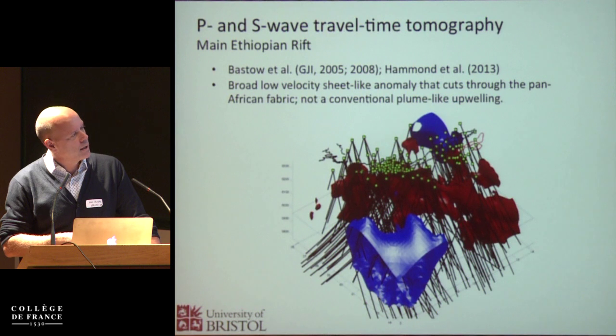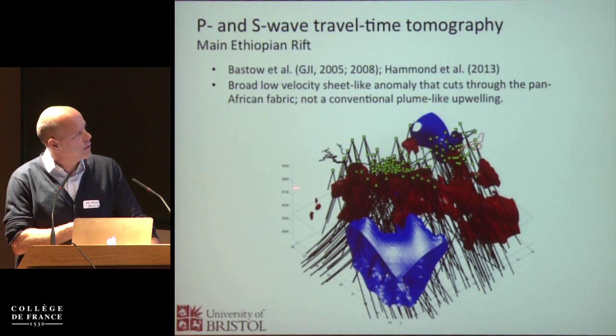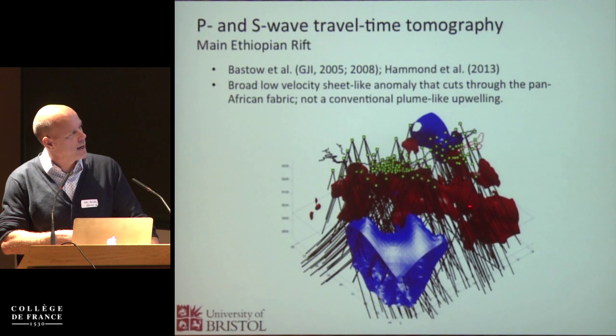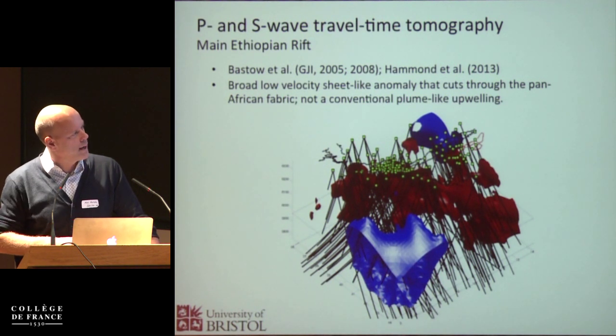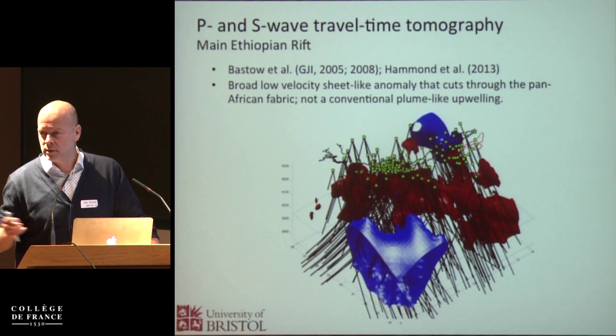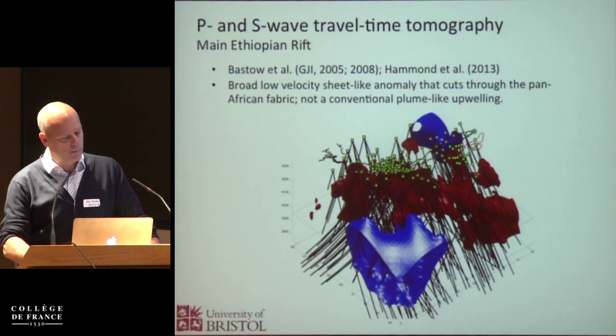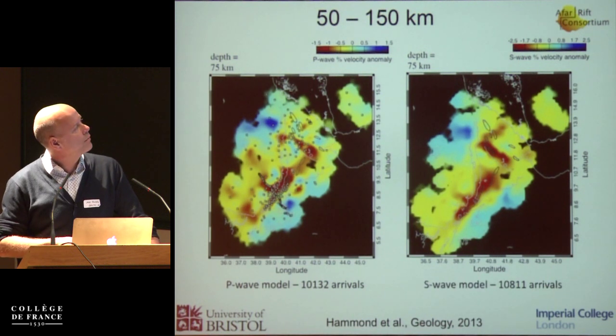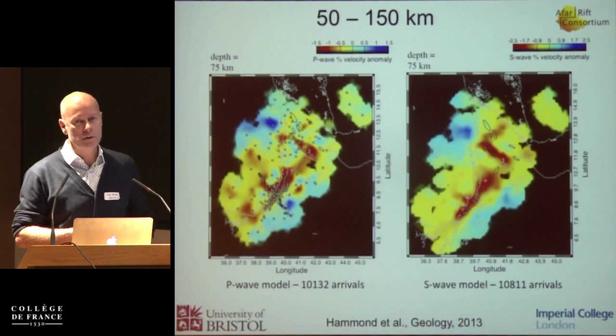And we don't see a conventional plume-like upwelling. There's a broad, elongate corridor of low velocities, in red here, that runs from the southern part of the Main Ethiopian Rift up into Afar, and it really fans out. And you can see the cold Pan-African lithosphere either side of it. So it's kind of like a knife edge that's come through the lithosphere. If we look in more detail, this is what the tomography looks like at a depth of 75 kilometers.